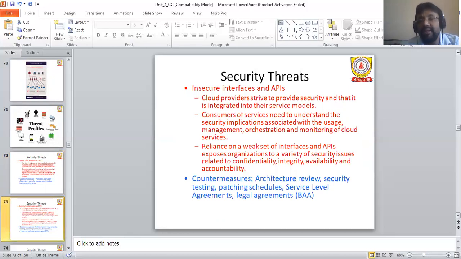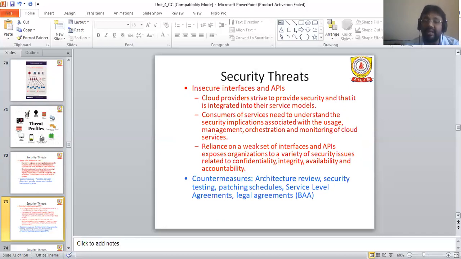Next is insecure interfaces and APIs. Cloud providers strive to provide security that is integrated into their service model. Consumers of services need to understand the security implications associated with the user management, orchestration, and monitoring of cloud services.